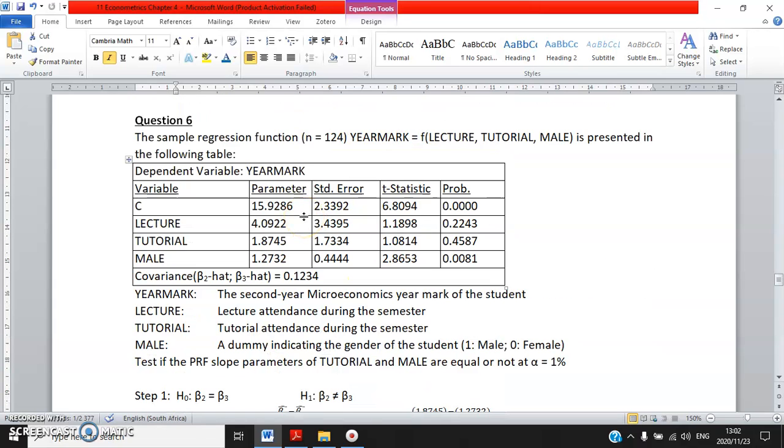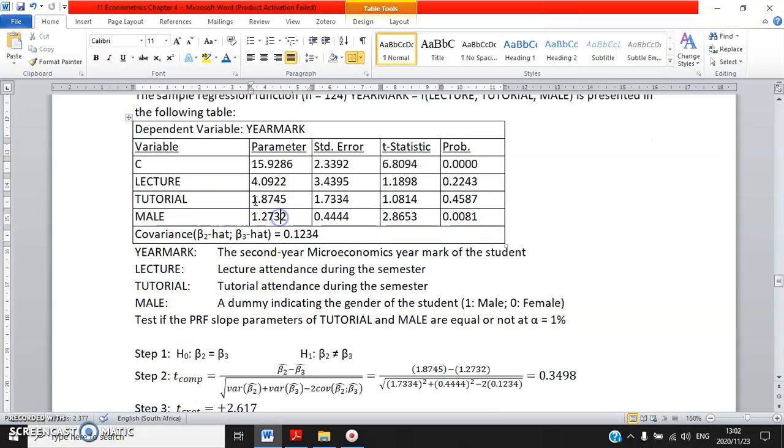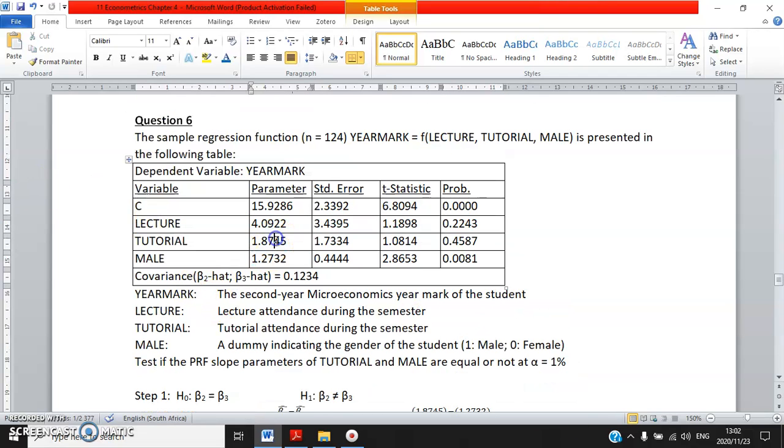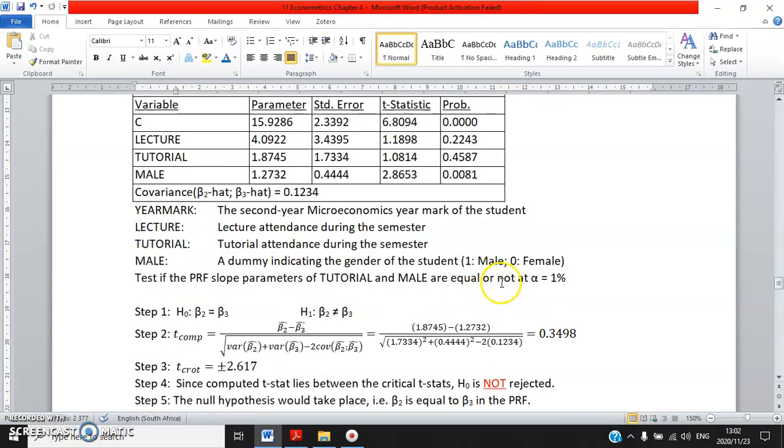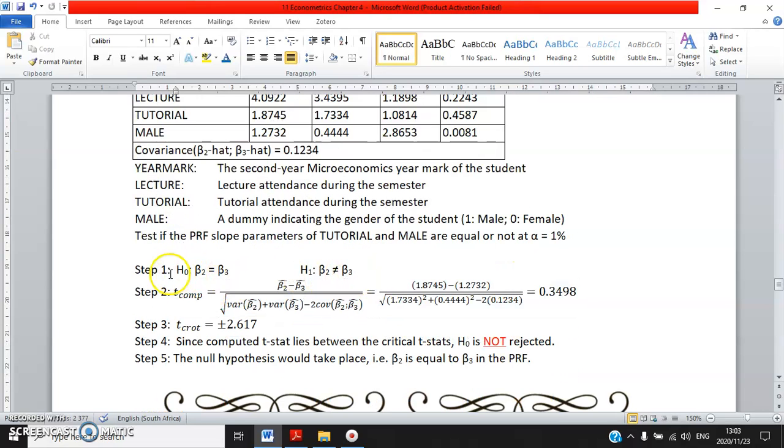So let's do question 6. This is the sample regression function. Currently, you see that B2 had 1.8 something and B3 had the male dummy. They are quite close to each other. So I want to know what's happening in the PRF. Would these two parameters be equal or not? You spot the keyword "or not", then it means two-sided test. Alpha is 1%. Okay. Step 1, you should be fine. Null hypothesis B2 equals B3, alternative hypothesis B2 not equal to B3, so two-sided test.